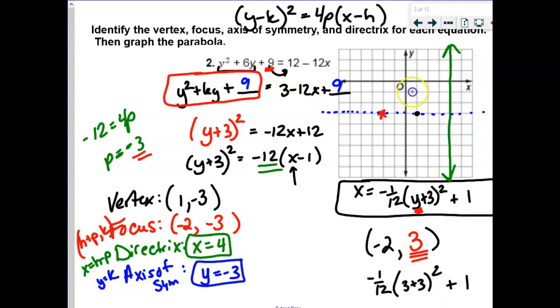So -2, 3. Wait, what? 1, 2, 3. Here's a point. Now, as far as symmetry goes, if I traveled up 1, 2, 3, 4, 5, 6 units from the axis of symmetry, if you go down 1, 2, 3, 4, 5, 6 more units, there's your symmetrical point. Connect and make this beautiful.